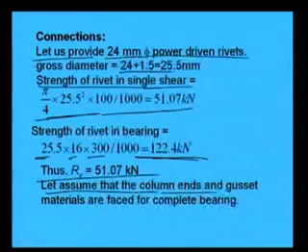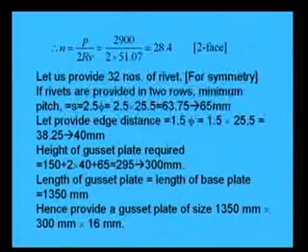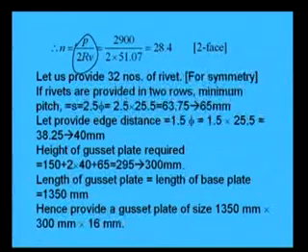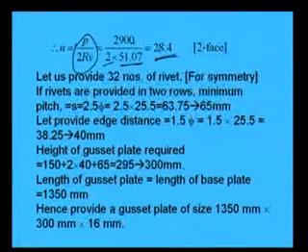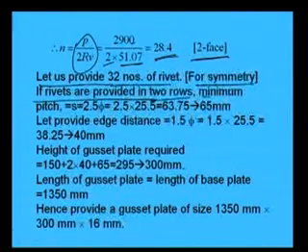Now, let us assume that the column ends and gusset materials are faced for complete bearing. If it is faced for complete bearing, then we can find out that 50% is going to be taken by that. So P by 2 into this Rv, so 28.4, and in two phase. So let us provide say 32 numbers of rivet to make it symmetric. If rivets are provided in 2 rows, minimum pitch S will become 2.5 into this, that is 63.75, that is 65 millimeter.